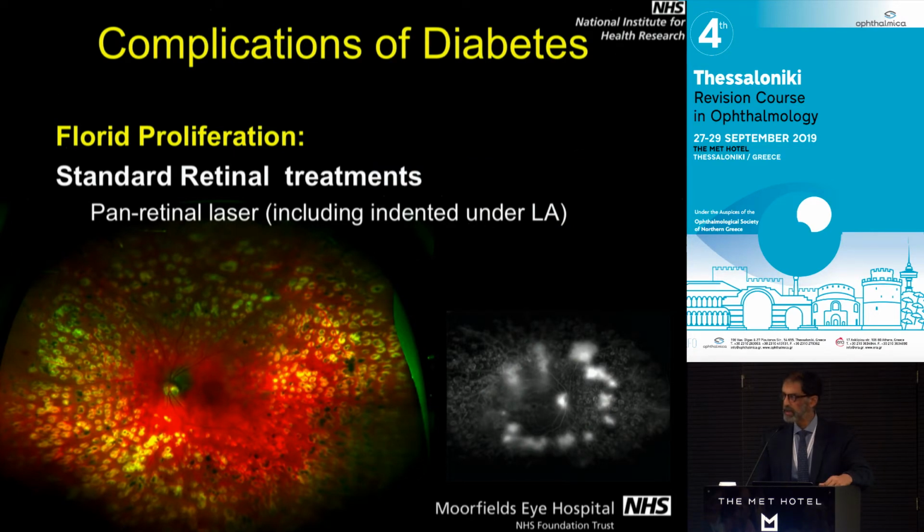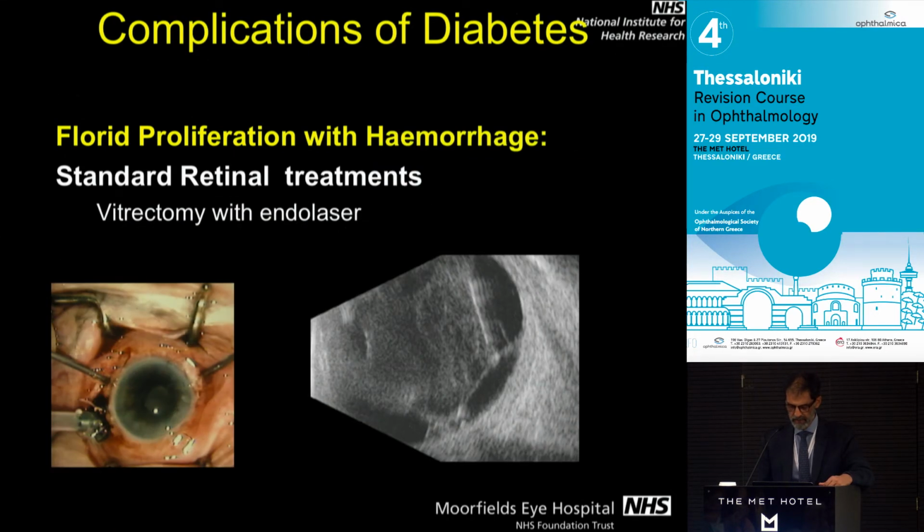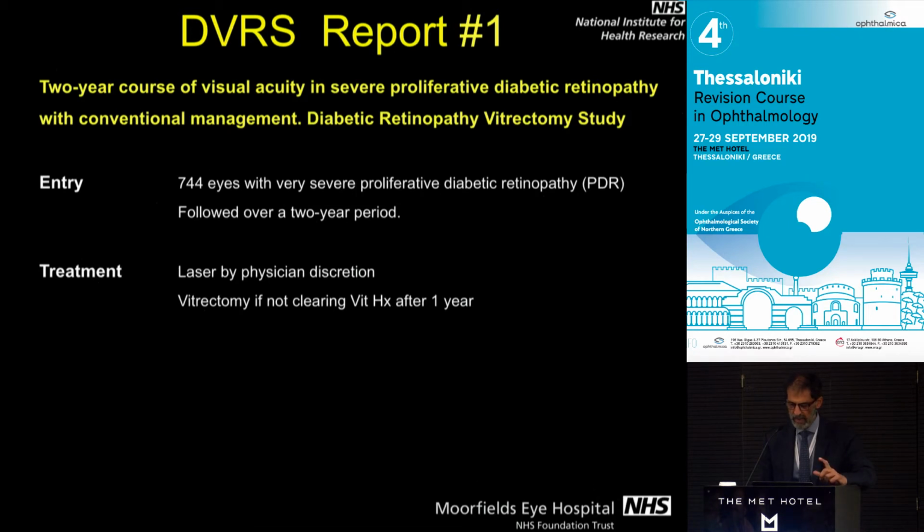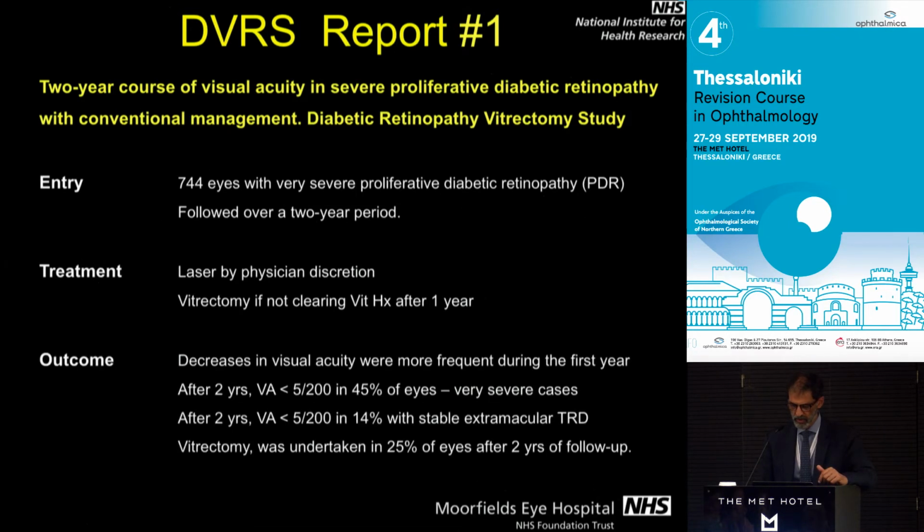And of course, you treat the primary cause, which is sufficient laser. And should that fail, then you've got to go ahead and do vitrectomy. Based on the DRVS observation study, now remember, this is why you laser, they just watched patients with proliferative disease: 744 eyes with proliferative disease, laser at the physician's discretion with vitrectomy if not clearing, and after 2 years with no treatment, almost 50% of cases had lost vision.